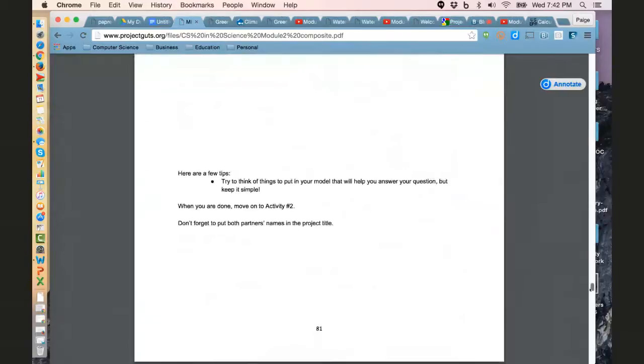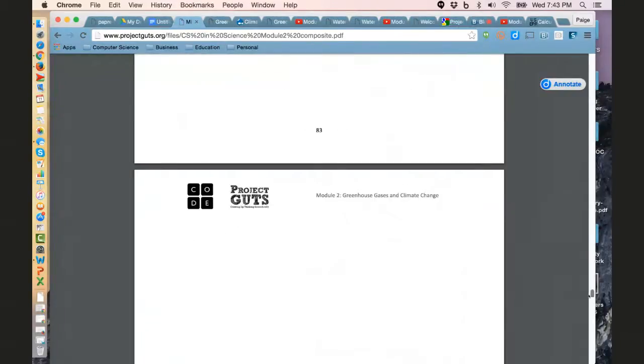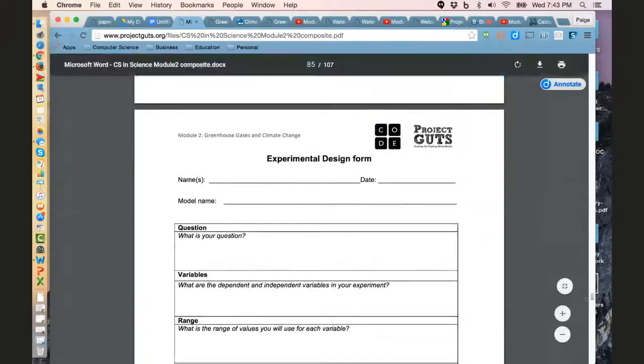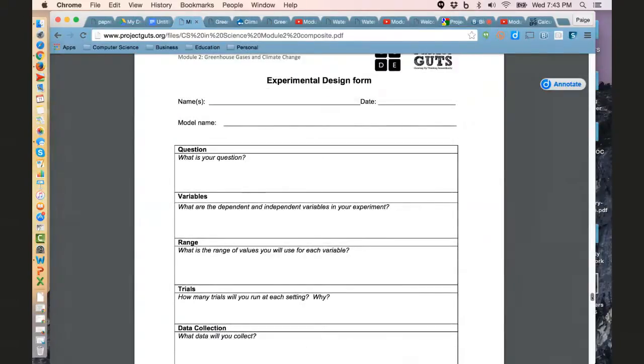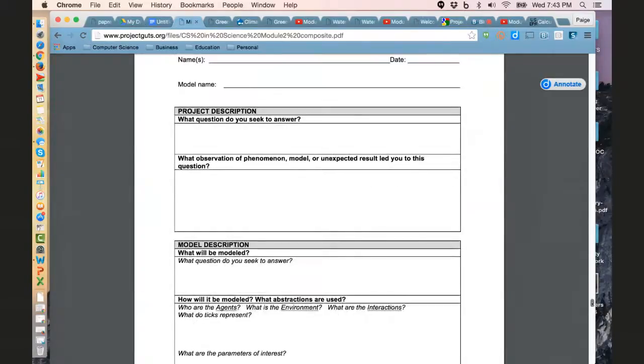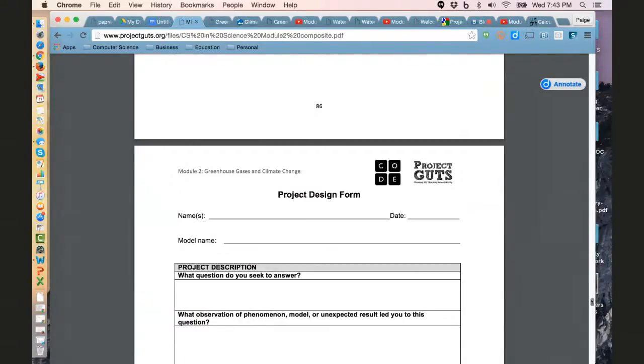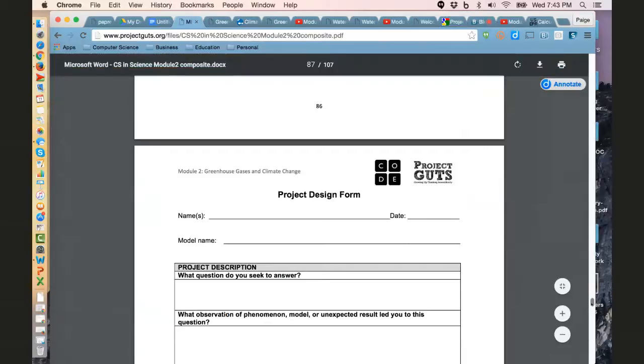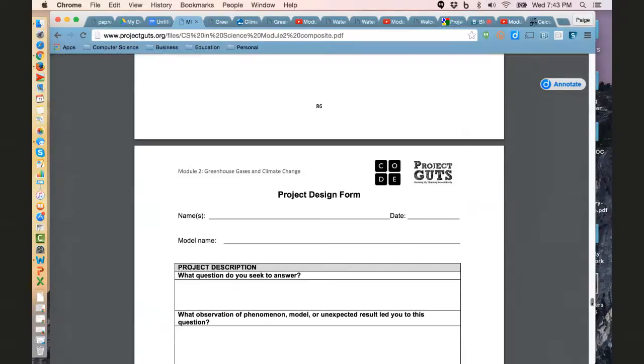And so we have a suggested form for that, which is the experimental design form, and so they're leading towards the experiments and what data they're going to collect. And then the project design form, they look very similar, but the project design form is more robust, and it is just kind of getting them through the deeper questions that they have to answer.